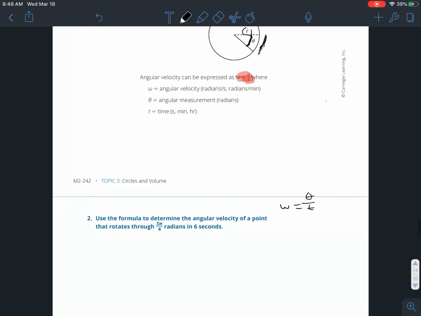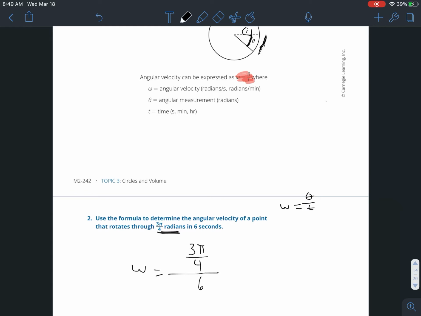So this is our theta, so we can write 3 pi over 4, over our time, which is 6. So omega equals this. That's the formula we have to write. Now we have to do our reducing.